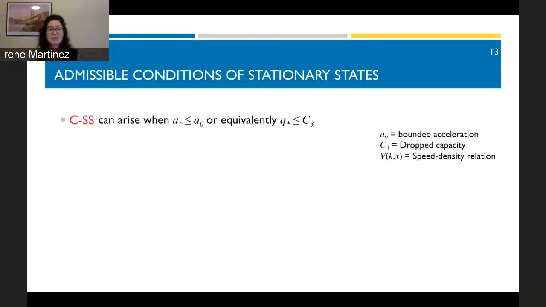So to discuss which stationary states can arise, depending on the different conditions, we will go over shortly the admissible condition of each state. Basically, the congested stationary state can arise when the acceleration is lower than the maximum, or equivalently, the flow is lower than the drop capacity.